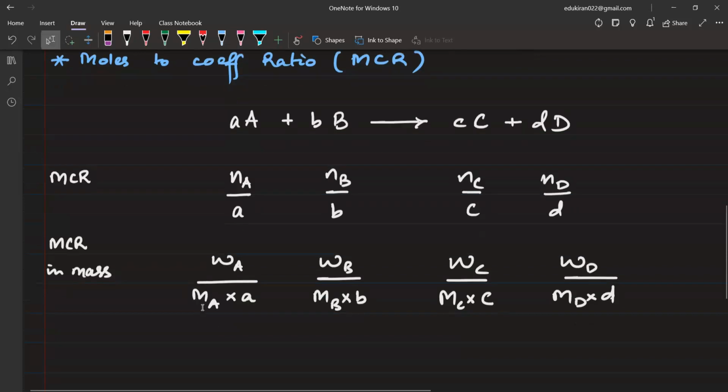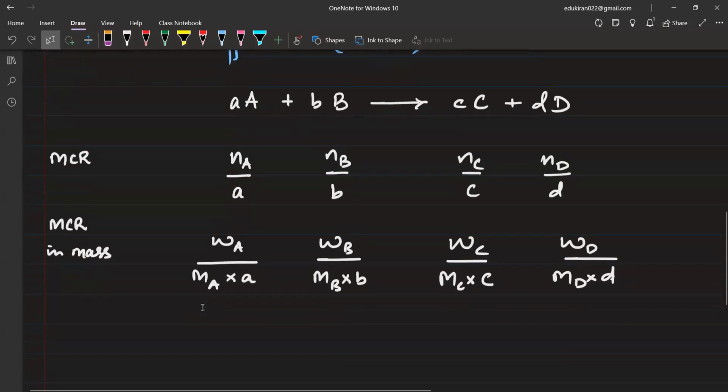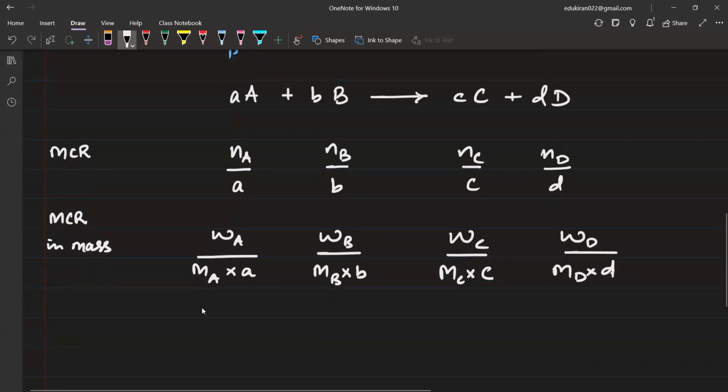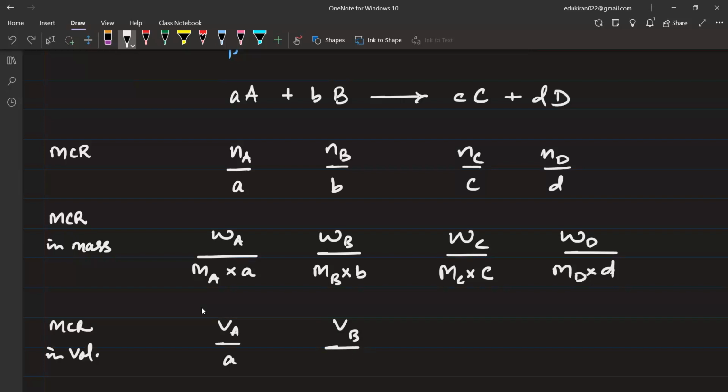If you want to talk about volume, as you can see, volume and moles are directly proportional. So you can write MCR in volume. Volume of A will be divided by small a, volume of B will be divided by small b, volume of C will be divided by small c, and volume of D will be divided by small d.